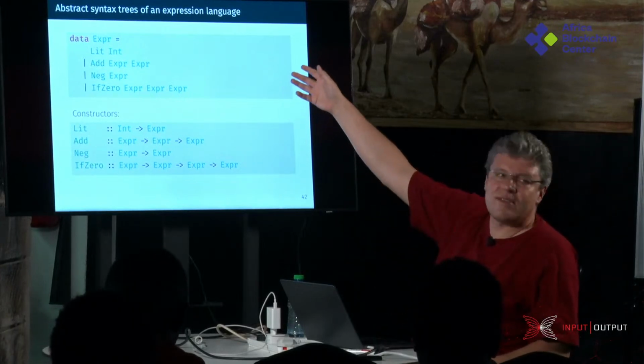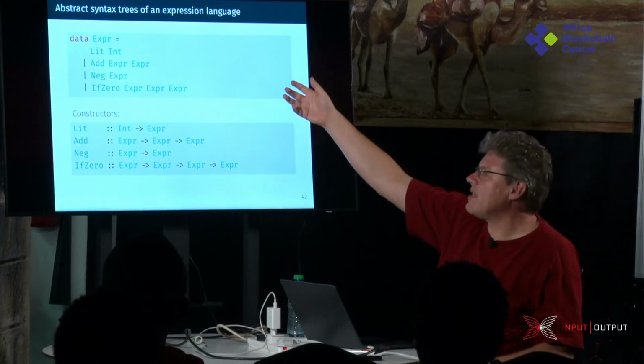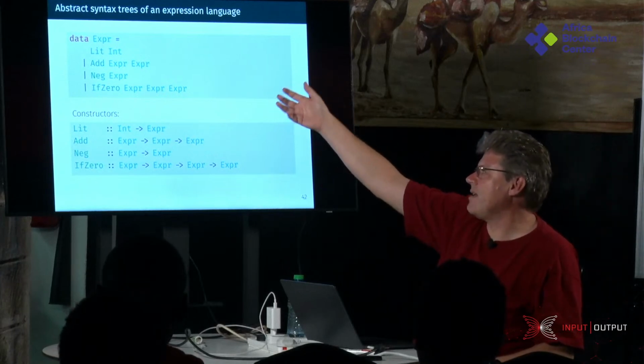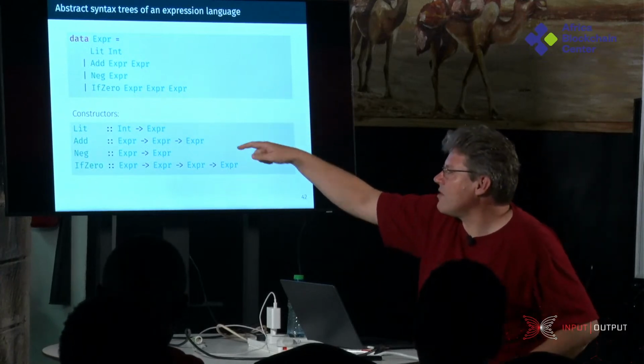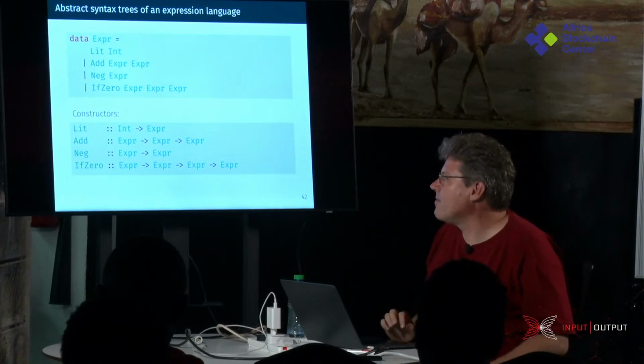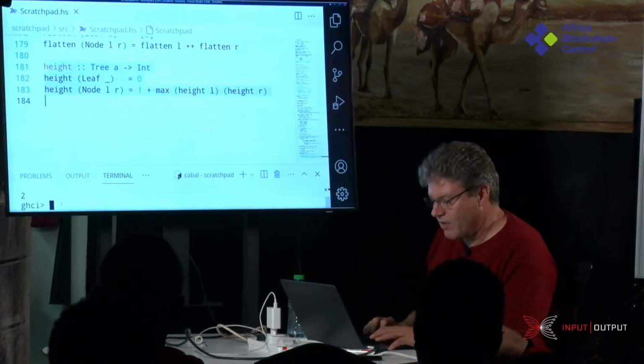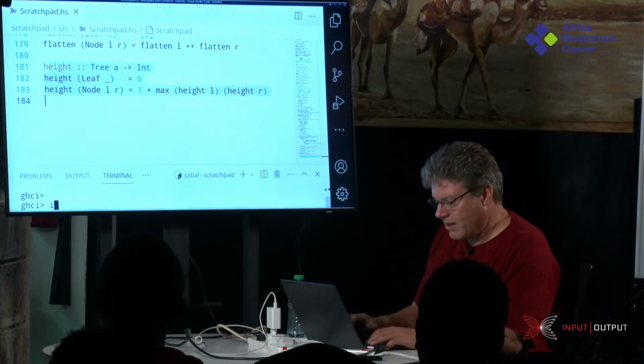So the idea here is to have a data type that represents simple arithmetic expressions. 4 constructors. Let me just immediately do this because I have to do it anyway.